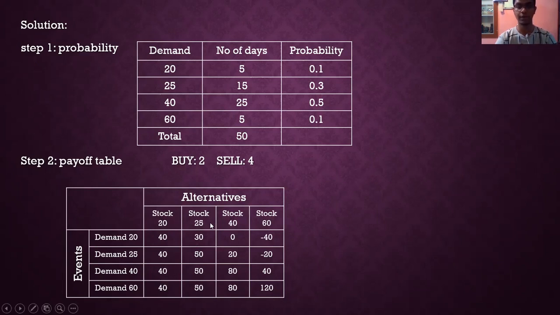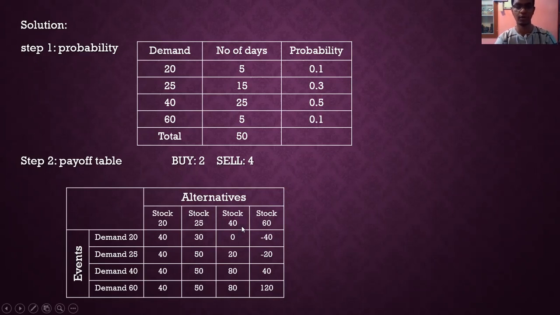Then again, we have a stock of 25, but the demand is 40. So we can't do anything. We can only meet this particular demand, so we can only sell 25. So 25 into 2 will give us 50. That 50 we are writing here.